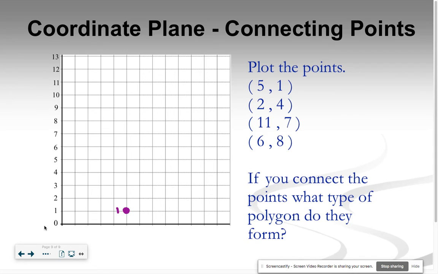Our second one is going to be going over 2 and up 4. Now this is where you would want a straight edge, a ruler or a piece of paper, something that's straight. On my screen, it's hard to do that straight line, so as best as I can, but we're connecting the dots now. The next one is over 11: 1, 2, 3, 4, 5, 6, 7, 8, 9, 10, 11. And we're going to go up to 7.